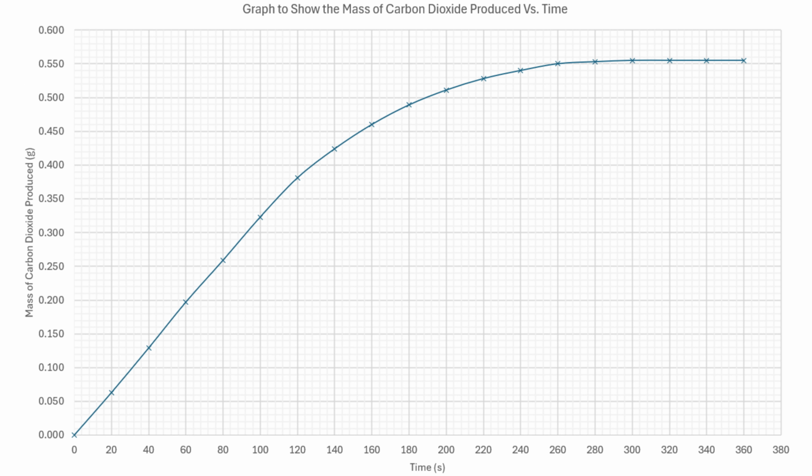This is our graph of mass of carbon dioxide produced versus time for the reaction between calcium carbonate and hydrochloric acid. The slope of this curve at any point gives the rate.